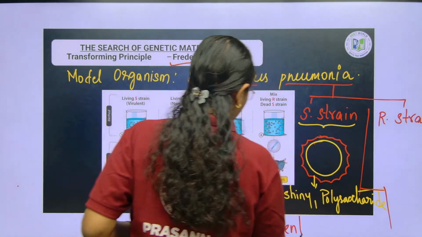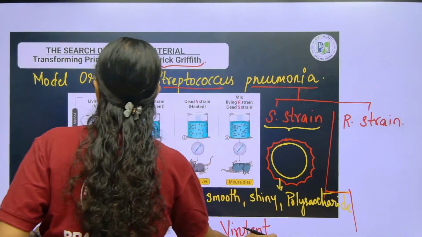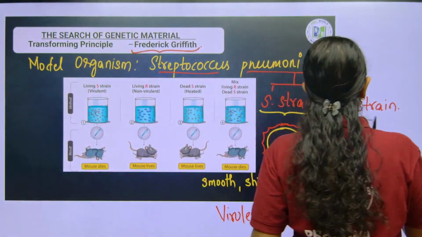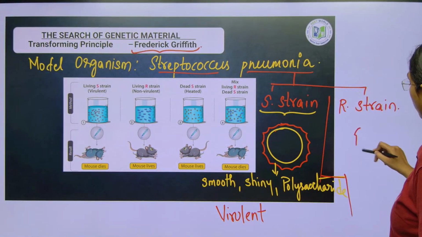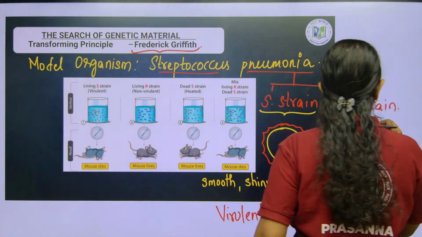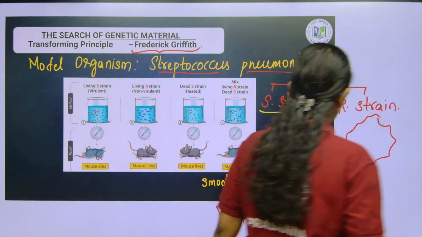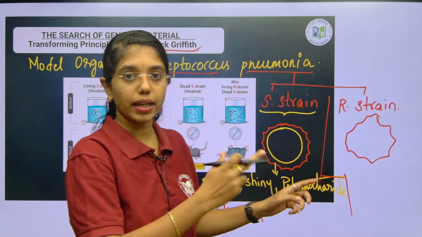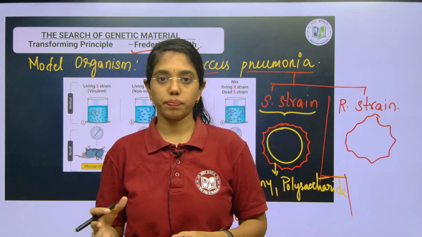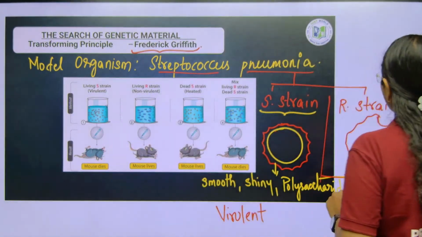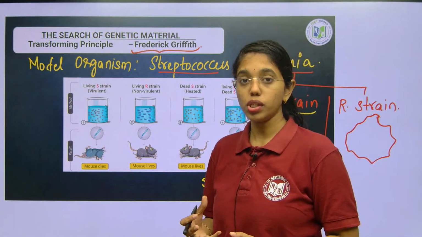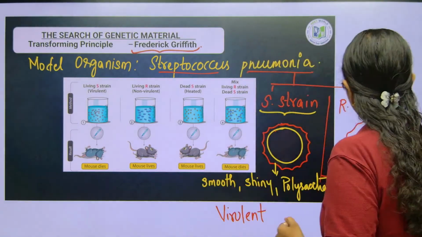Whereas R strain bacteria has a rough wavy coat over it. It does not have any coat, it just has a rough wavy cell wall, okay, like this. It has a rough wavy cell wall, it does not have any coat surrounding it. So, it cannot protect itself in the host immune system, okay. This R strain cannot survive in the host immune system. As such, R strain gets killed inside the host immune system and R strain is non-virulent.